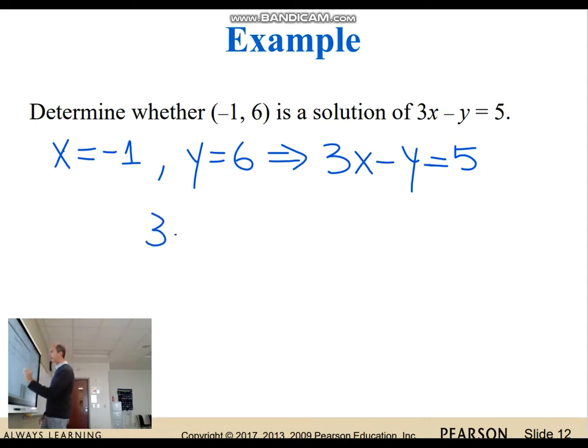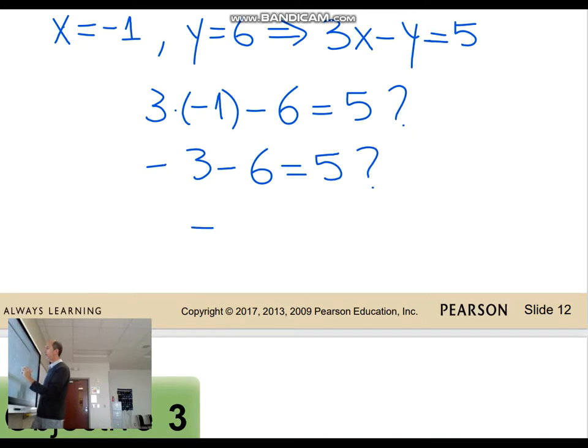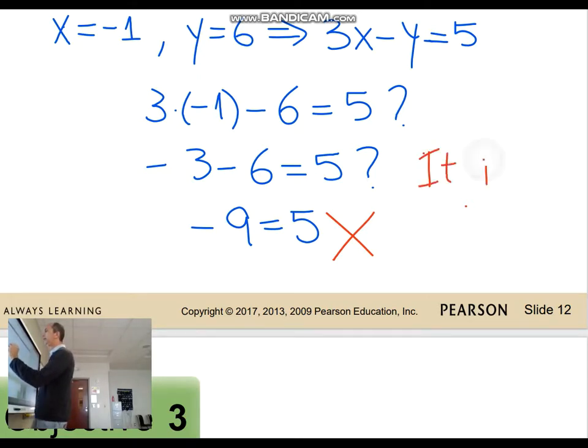3 times x equals what? -1, minus y is 6, equals 5. We don't know, let's check. 3 times -1, -3. -3 minus 6 equals 5. What do you think? -9 equals 5. This sounds wrong, right? -9 is not equal to 5. This is false. That means it is not a solution.